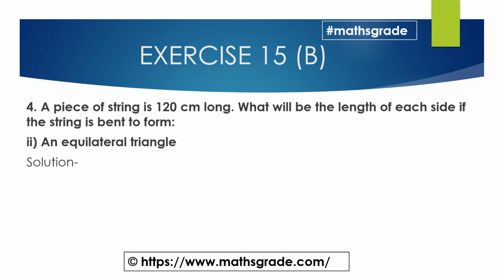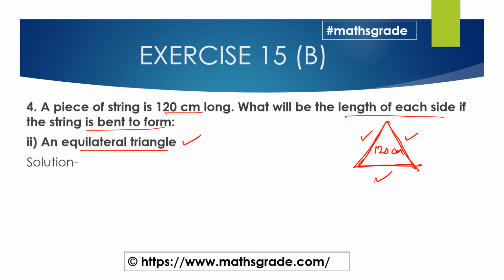Now we solve the second part of the question. A piece of string is 120 centimeter long. What will be the length of each side if the string is bent to form an equilateral triangle? This is the equilateral triangle having all the three sides equal. It is given that the piece of string is 120 centimeter long, that is the perimeter of the string. That is, the perimeter of the equilateral triangle is 120 centimeter. What will be the length of each side if the string is bent to form an equilateral triangle?